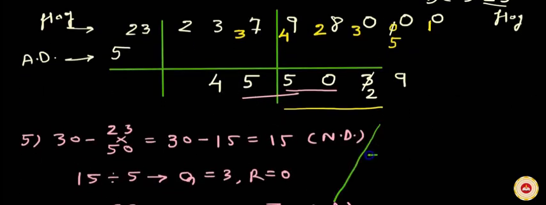Final answer is quotient 4, 5, decimal line. So give a decimal point, 5, 0 and 2. So this is our answer.